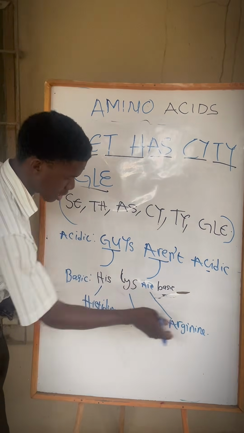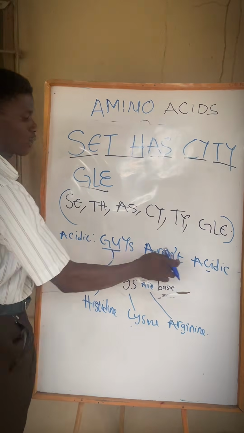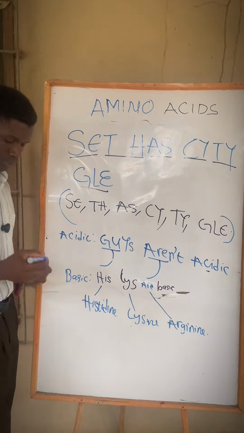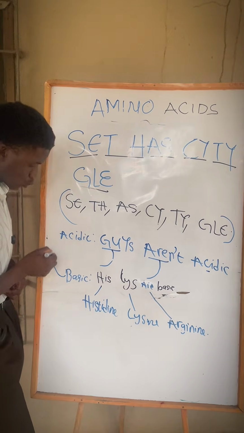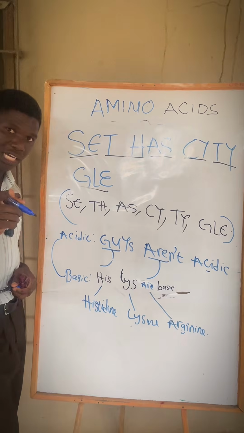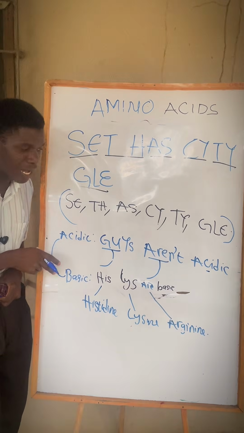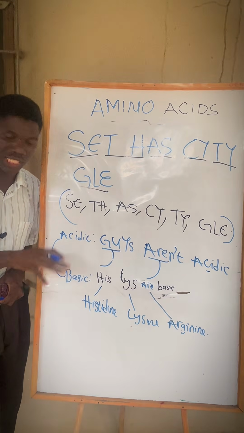So these three guys are basic, while these two guys are acidic. But these two guys are also polar. It means these are the guys that are polar and still have a charge.